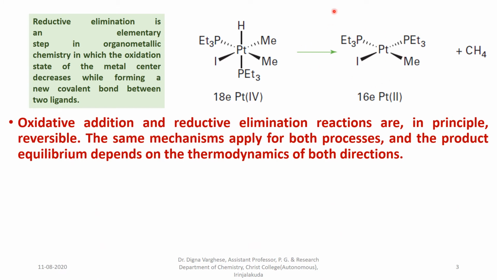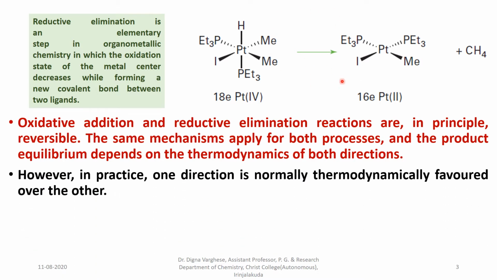Oxidative addition and reductive elimination reactions are in principle reversible reactions. The same mechanisms can apply for both processes, and the product equilibrium depends on the thermodynamics of both directions. However, in practice, one direction is normally thermodynamically favored over the other. Oxidative addition is actually the reverse of reductive elimination reaction, but in some cases one direction is normally thermodynamically favorable over the other reaction.